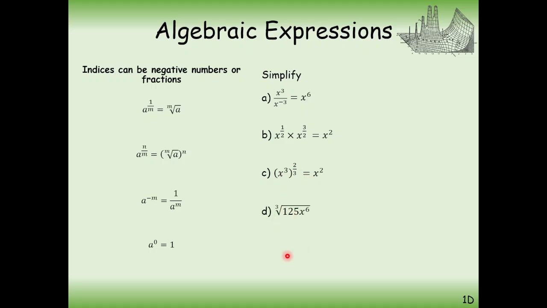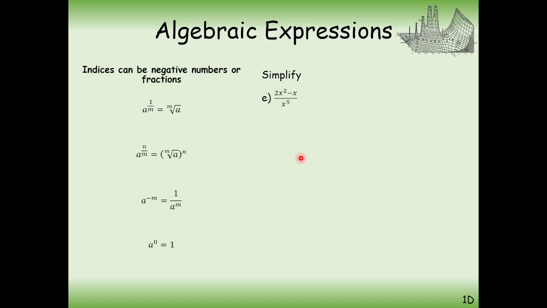And again you need to simplify this one. 125 you can make as 5 cubed. Otherwise you can write it this way: 125 to the power 1/3, that is 5 cubed to the power 1/3. We all know that the cube root of 125 is 5. Again, if we cancel, we will be getting 5x squared.